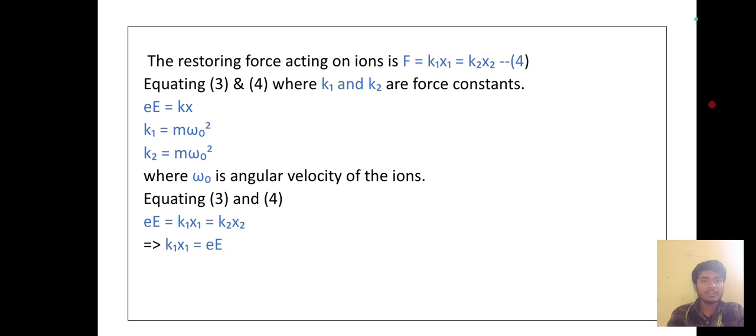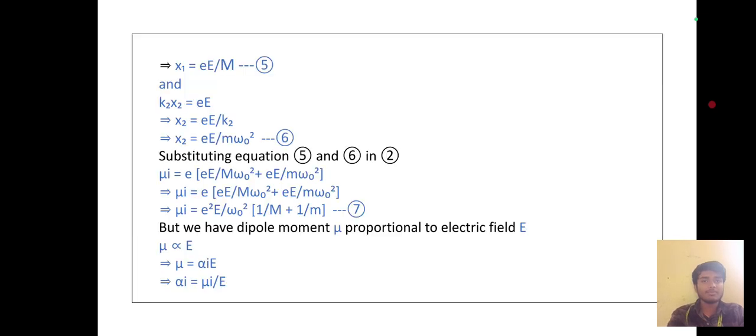Equating equation 3 and equation 4, e into E equals K1 x1 equals K2 x2. That simply gives K1 x1 equal to E into e, so x1 equals e E by capital M omega naught square. This is equation 5. And K2 x2 equals e E, so x2 equals e E by K2. Therefore, x2 equals e E by small m omega naught square.